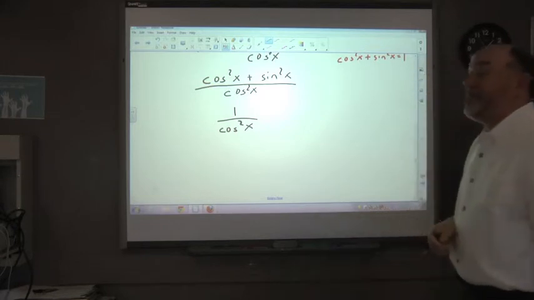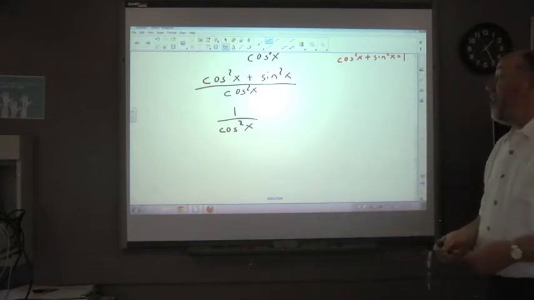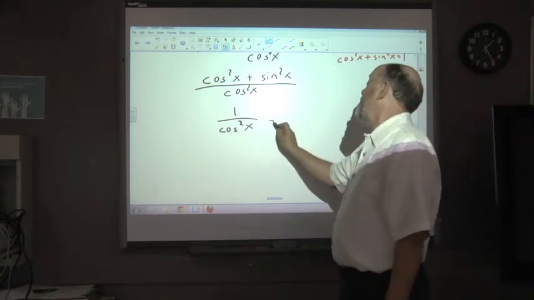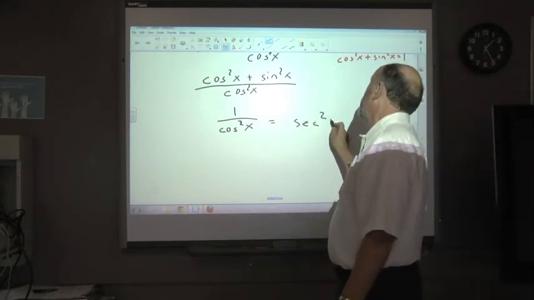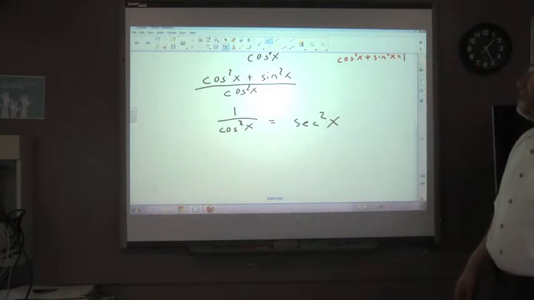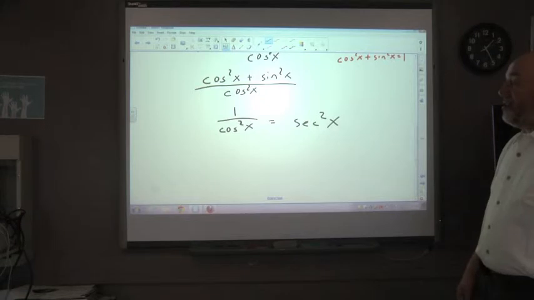And so we said in terms of the trig functions that secant was the reciprocal of cosine, and so this will become secant squared x for my derivative. Okay? So we got our derivative of the tangent function.